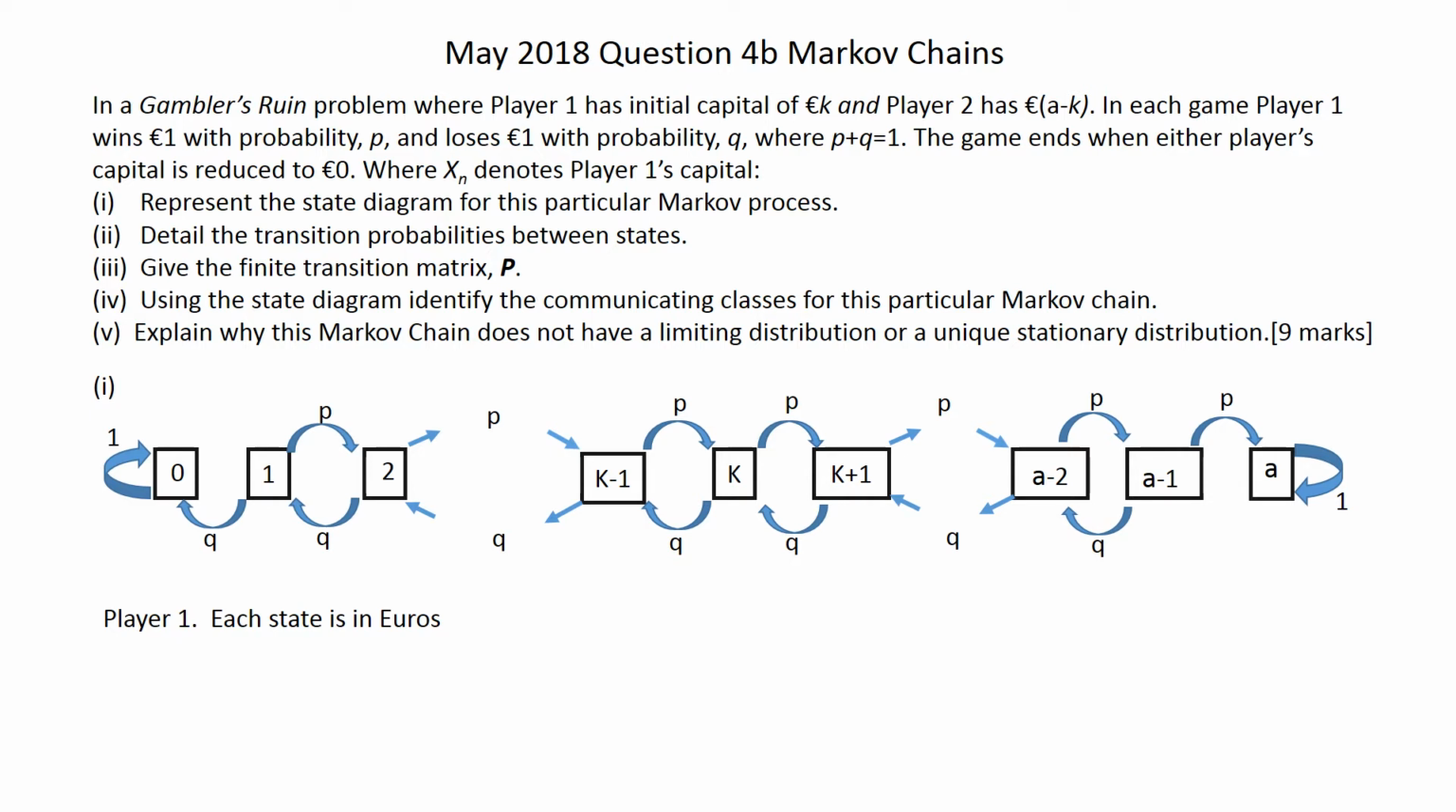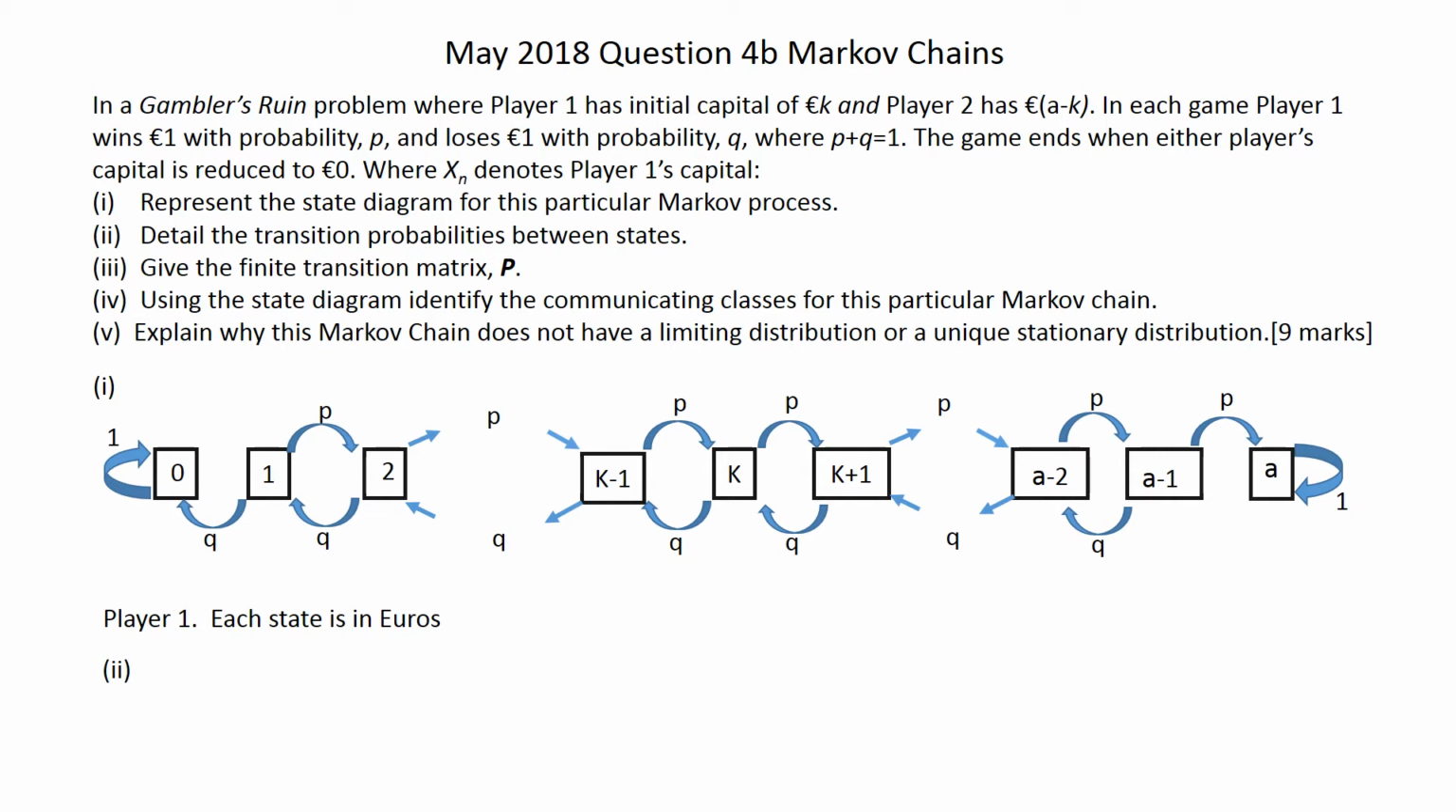Right, so that is the state diagram. You can see there's a fair pattern to it. I've done all the P's in the top row, all the arrows going forward, increasing by 1, and all the Q's underneath as they decrease by 1 because they're losing. Right, so then part 2, detail the transition probabilities between the states.